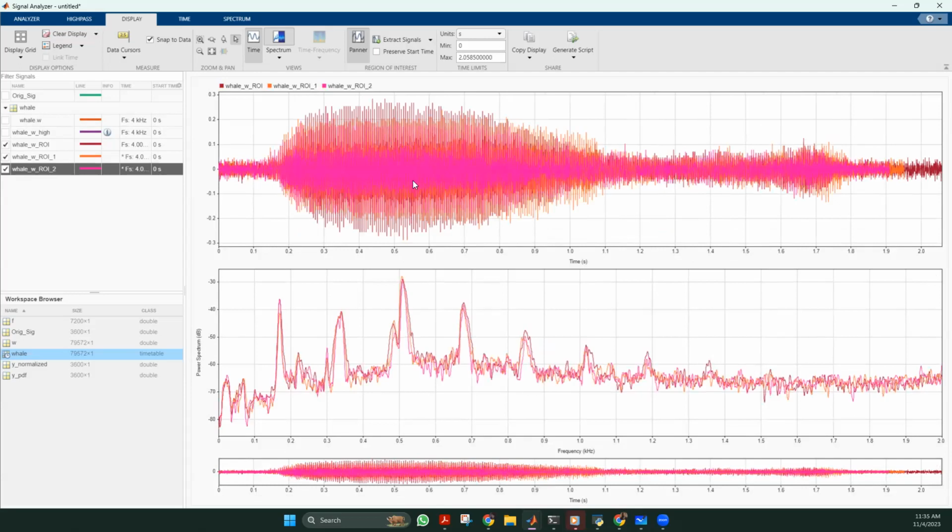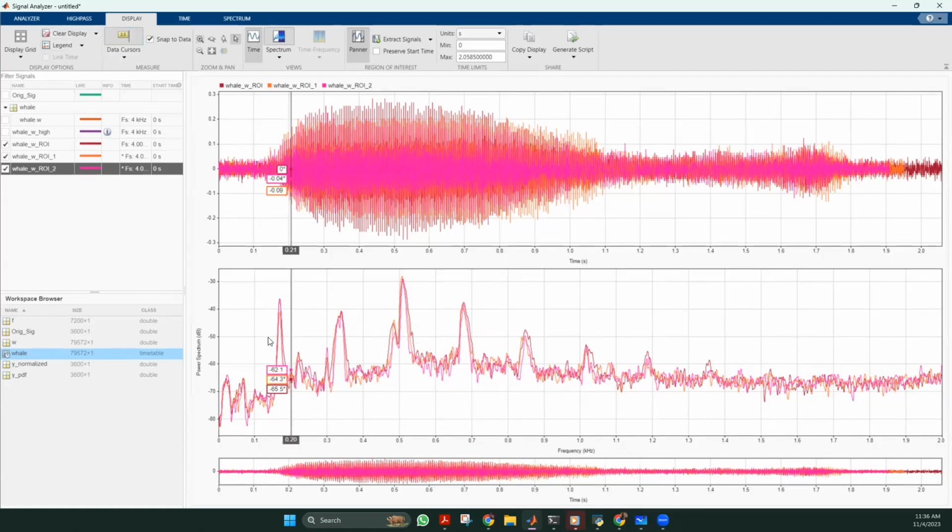Now see, I can see similar amplitudes in all these three signals, and I can see the frequency components of these three signals overlap each other. So it means that the whale is producing the same signal 3 times, with the same amplitude, and the power spectrum density, or the power of each of the frequency components, is also similar in all those 3 instances. So this is what we can observe as an output.